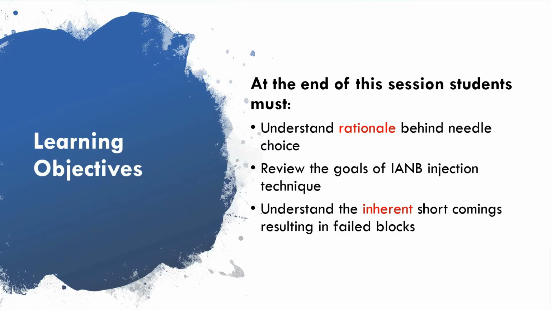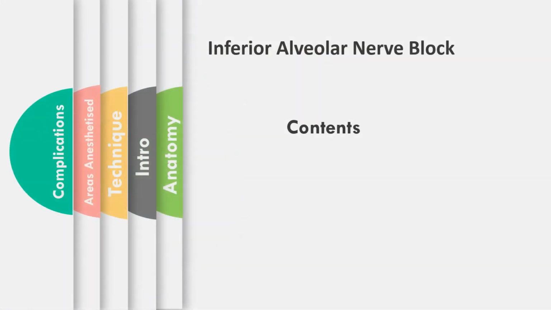At the end of this session, students must understand the rationale behind the needle choice, review the goals of inferior alveolar nerve block injection technique, and understand the inherent shortcomings resulting in failed blocks. In this presentation, I will be discussing anatomy of inferior alveolar nerve, introduction to intraoral injection techniques, and introduction to inferior alveolar nerve block. Following that, I will be discussing in detail about the inferior alveolar nerve block technique, and I will be completing with the complications.